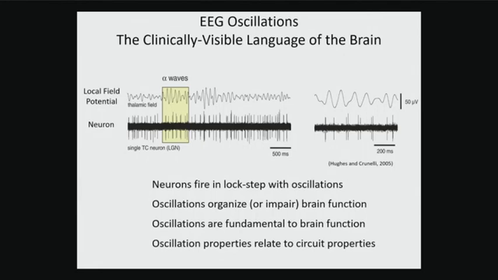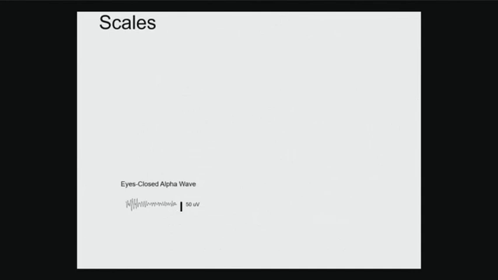Okay, so just a quick note on the kind of scales of observation with anesthesia and other states. So these are endogenous states of brain rest, if you will. If you close your eyes, you don't need your visual cortex. It engages the visual cortex, a roughly 50 microvolt alpha wave.